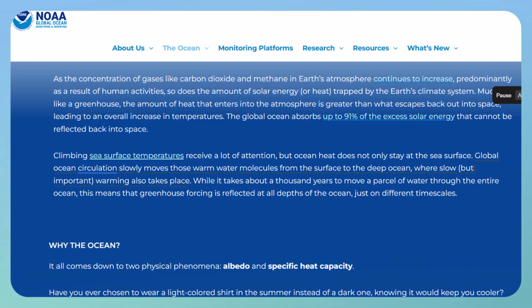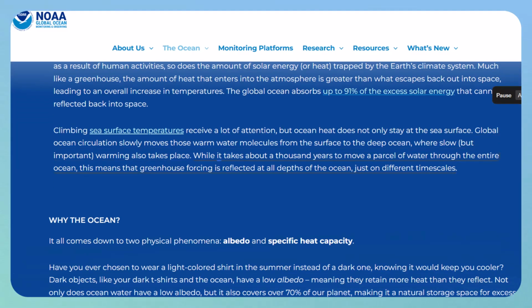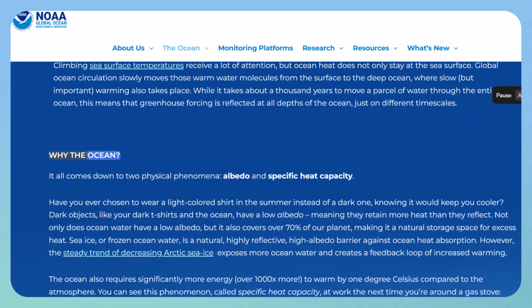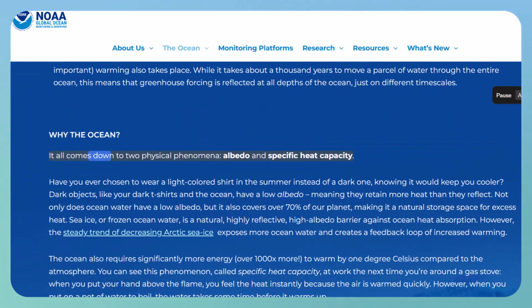Global ocean circulation slowly moves those warm water molecules from the surface to the deep ocean, where slow, but important, warming also takes place. While it takes about 1,000 years to move a parcel of water through the entire ocean, this means that greenhouse forcing is reflected at all depths of the ocean, just on different time scales. Why the ocean? It all comes down to two physical phenomena, albedo and specific heat capacity.